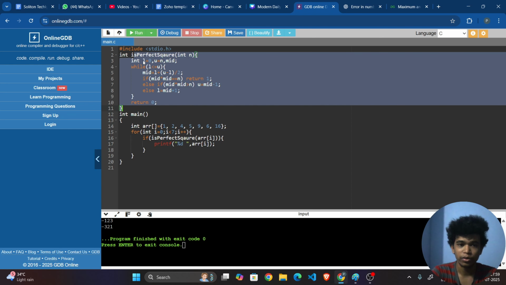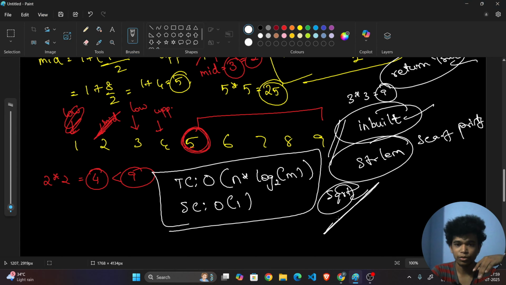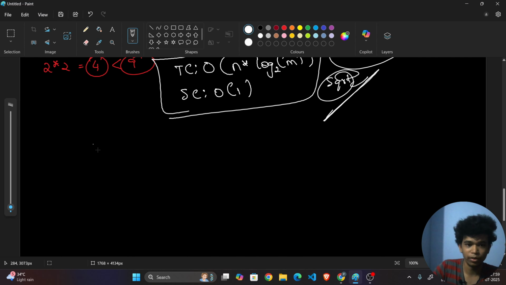Now see here, initially my L is going to be 0, U is going to be N, and the mid value will be declared. Now, while my lower is less than or equal to U. Why I am putting this condition is, I forgot to tell you, for some values like 5, like 1 2 3 4 5, I will be starting from here L, then here U.